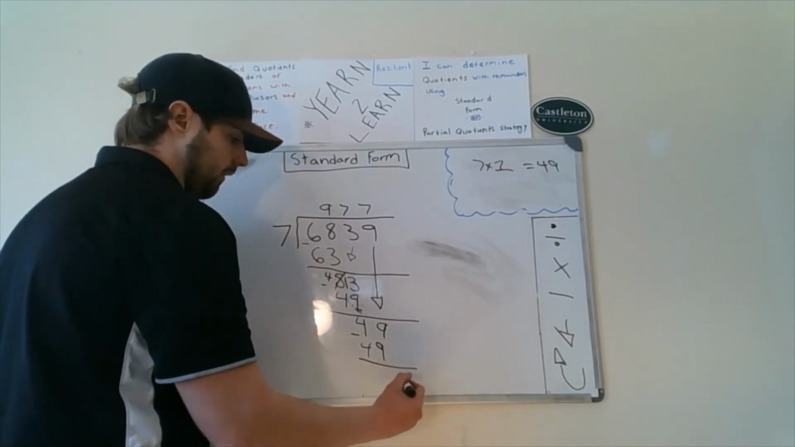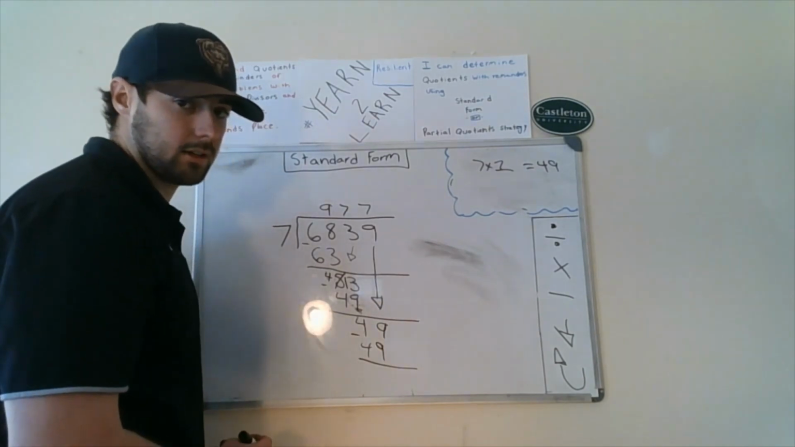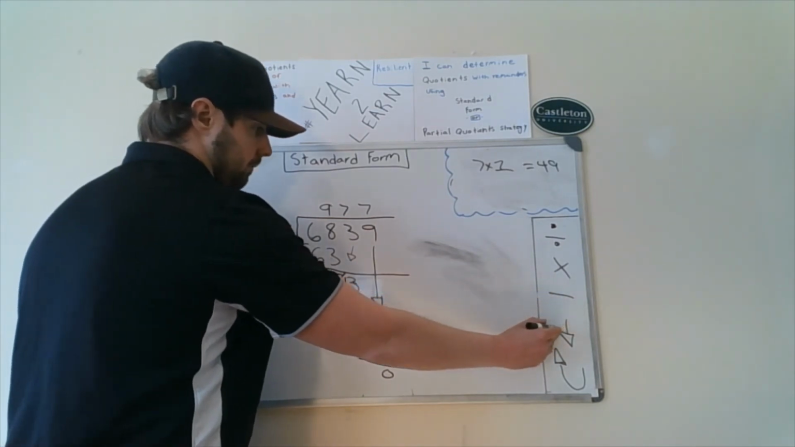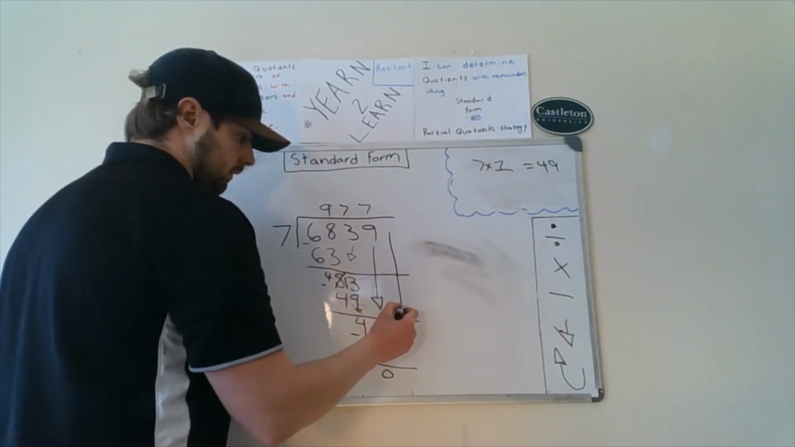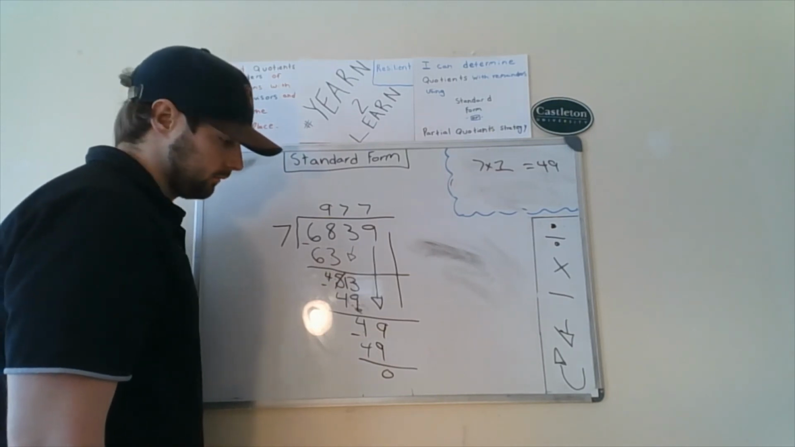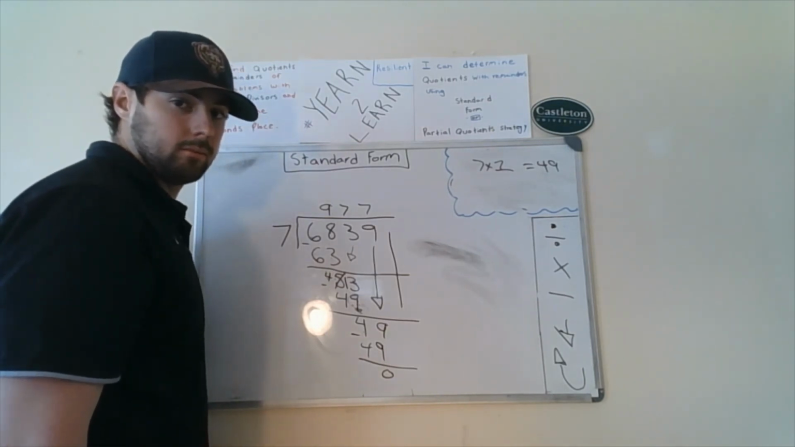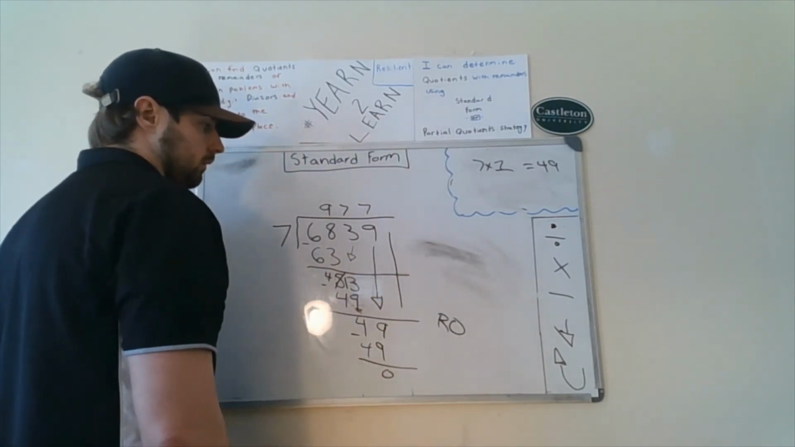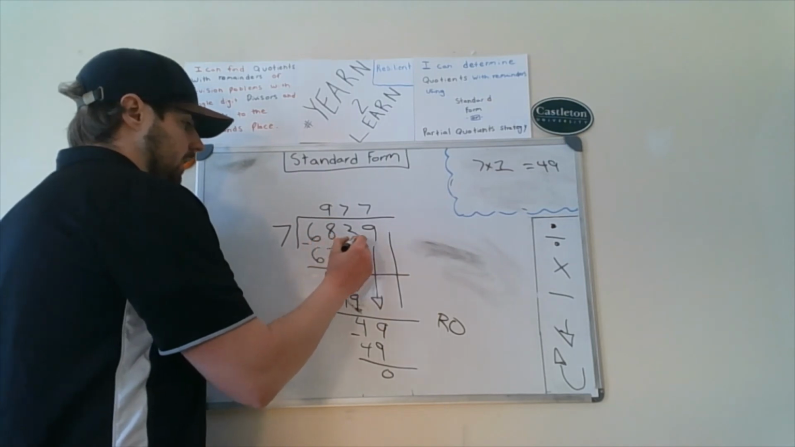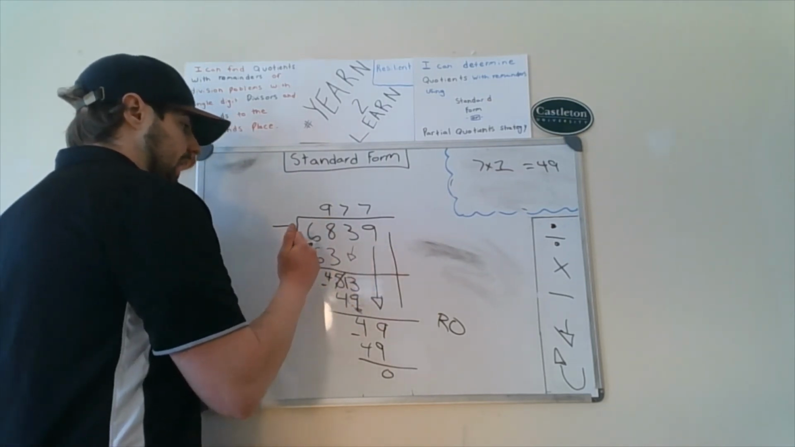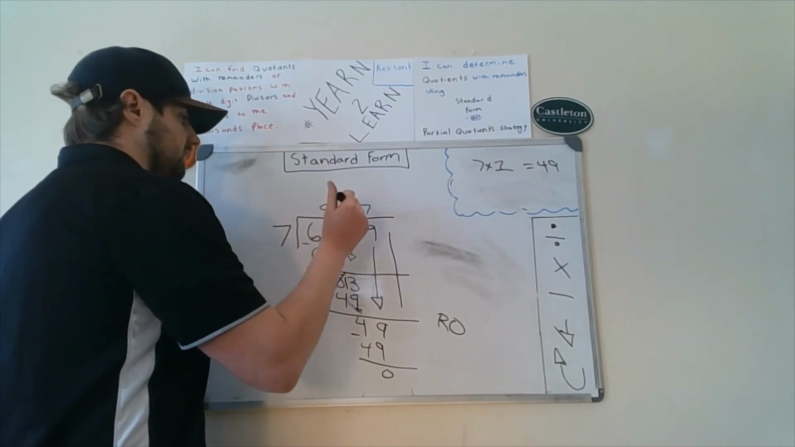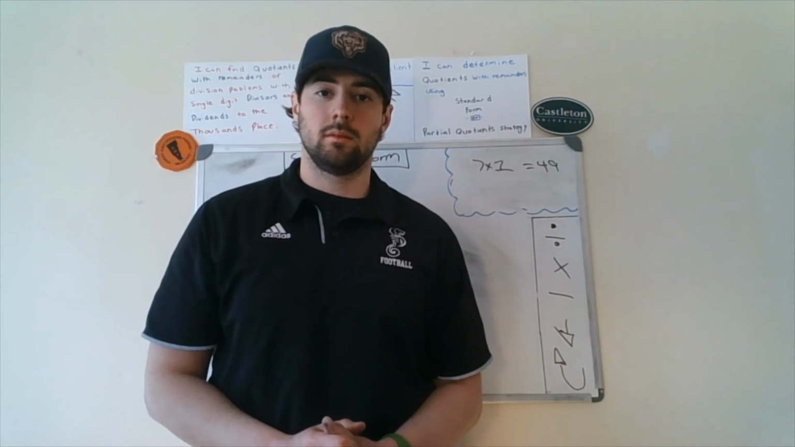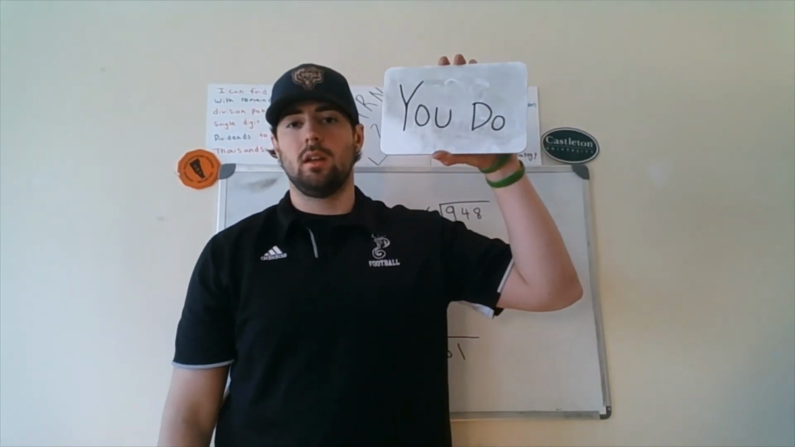I subtract out. What's 49 minus 49 going to give me? 0. I subtracted. I need to bring on down. Do I have anything to bring on down? What does that mean? I do not have a remainder. 7 goes into 6,839 equally. 6,839 divided by 7 is 977. Last step to our lesson, the you do.